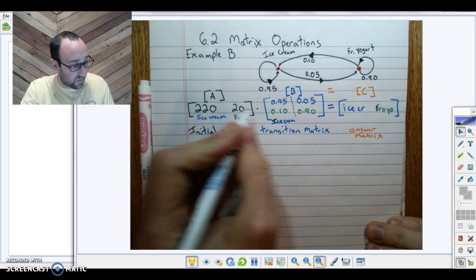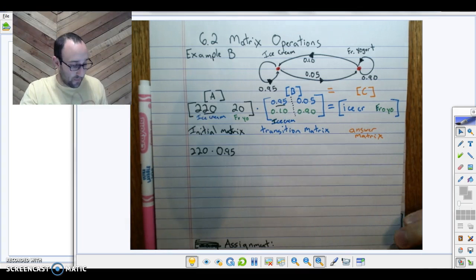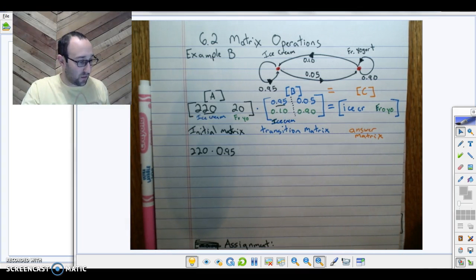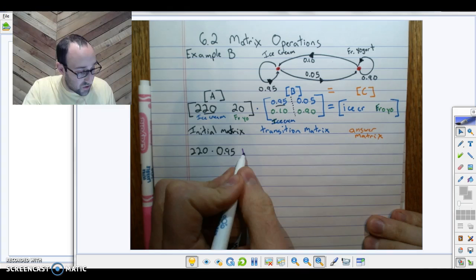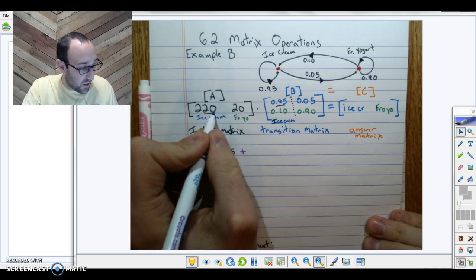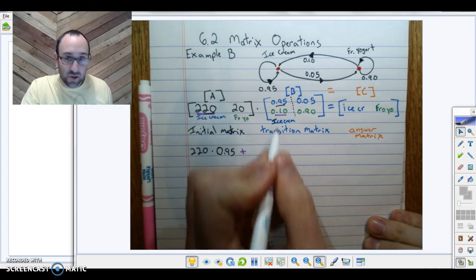0.95. Right, that's the first one. This one times this one. Okay, and there we go. And then I also know that that's how many are going to stay at ice cream. I have to add that to how many are going to change to ice cream.